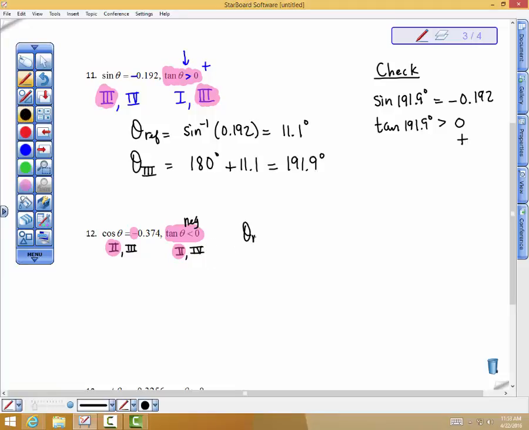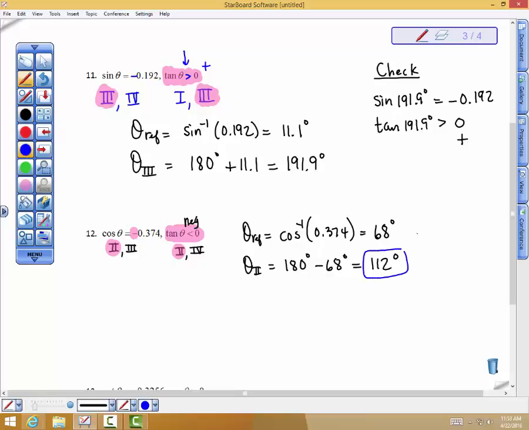My reference angle then, using the first statement, is I go into my calculator, inverse cosine of 0.374, and it tells me that that is equal to 68 degrees. The second quadrant angle would be found by taking 180 and subtracting your reference angle. And the only answer for this problem would be 112 degrees. So the cosine of 112 degrees should equal a negative 0.374, and the tangent of 112 degrees should be less than 0, or in other words, negative.